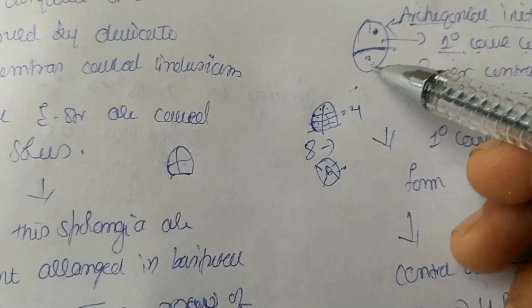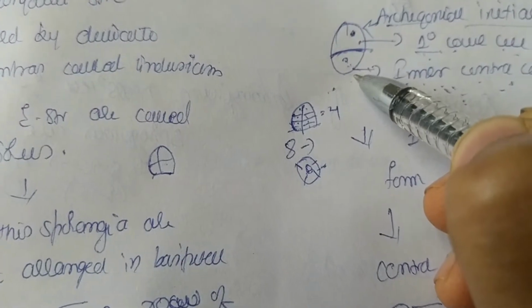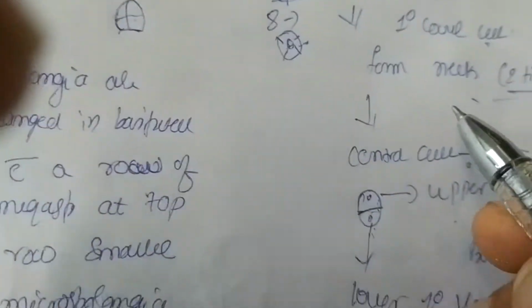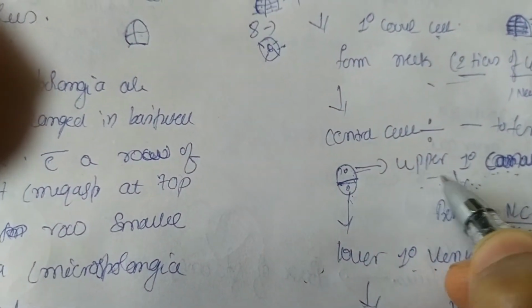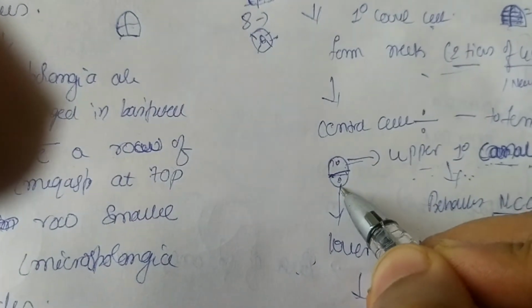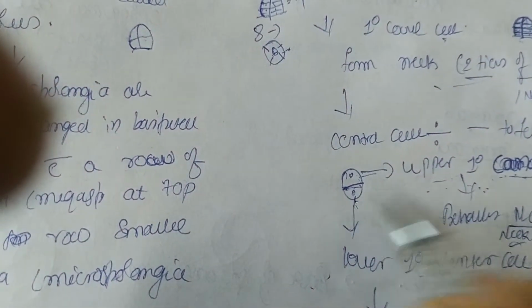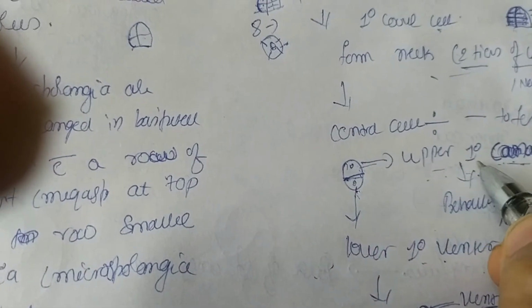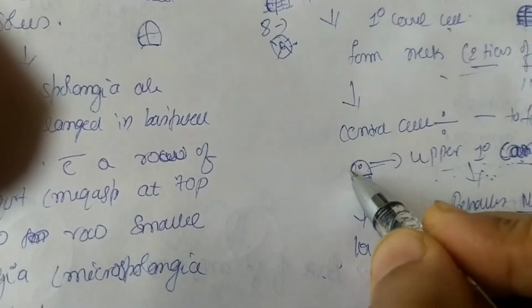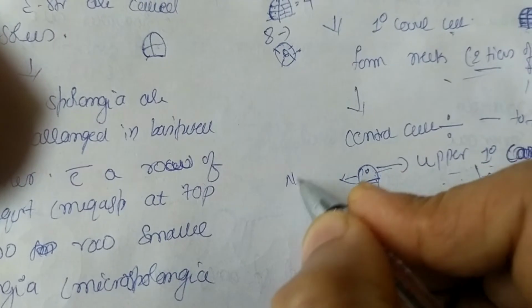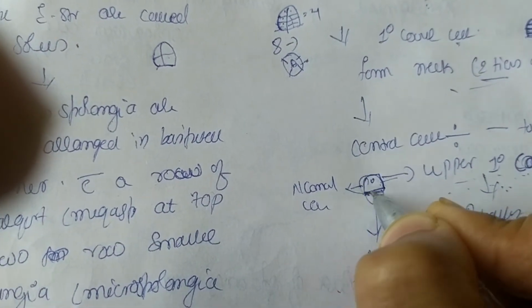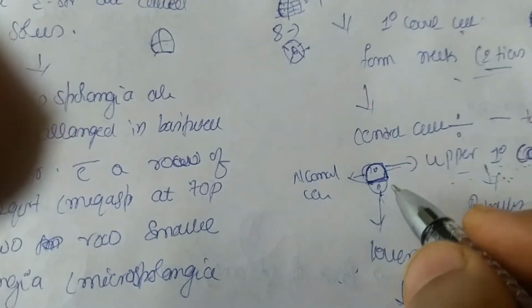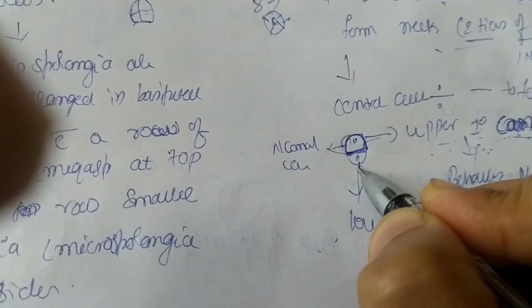Now we are left with this inner central cell. This inner central cell is going to divide periclinally, leading to formation of the upper primary canal cell and the lower primary venter cell. This upper primary canal cell is going to act as the neck canal cell. Now we are left with a primary venter cell.